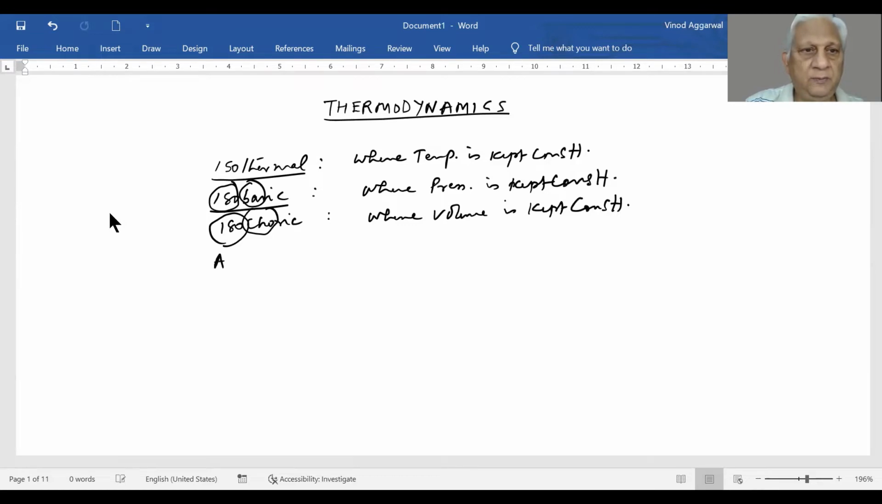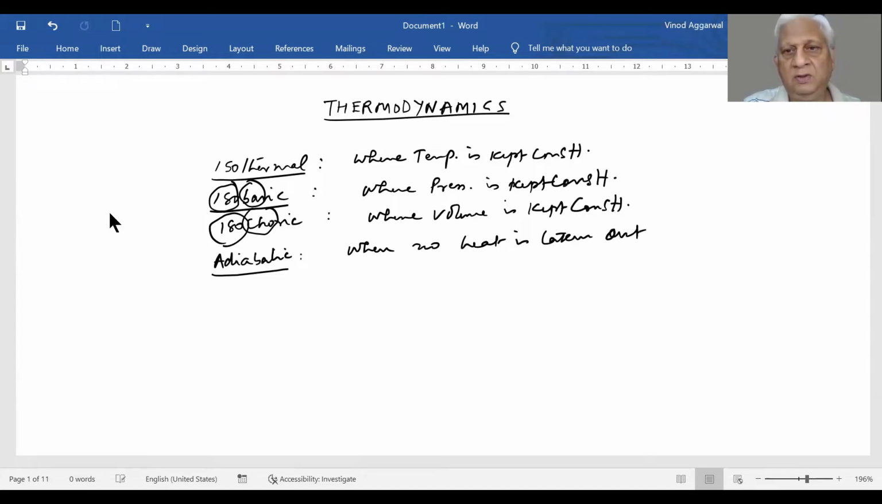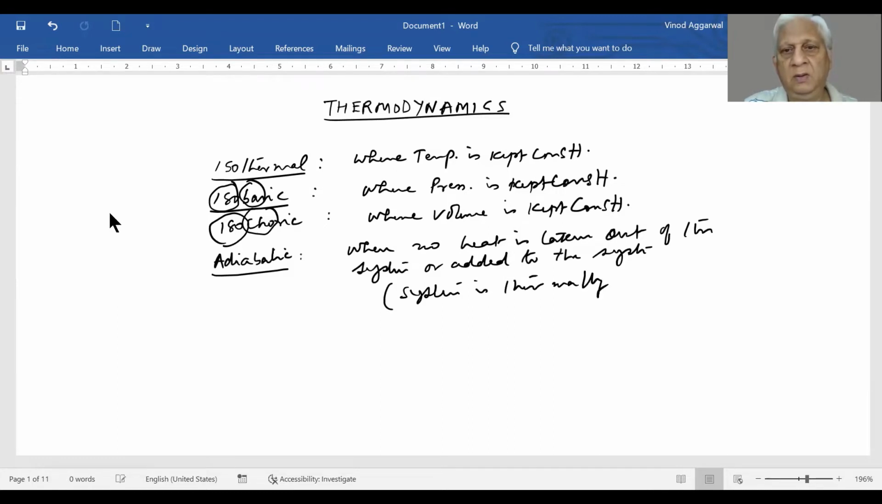And fourth is adiabatic. Adiabatic means when no heat is taken out of the system or added to the system. We can say that the system is thermally insulated.